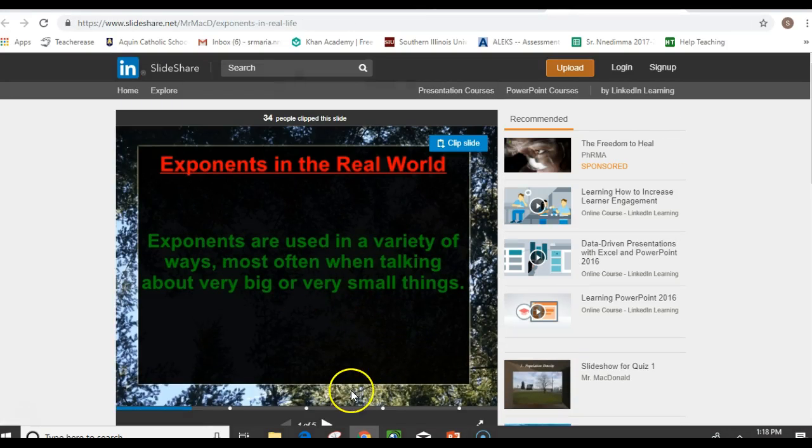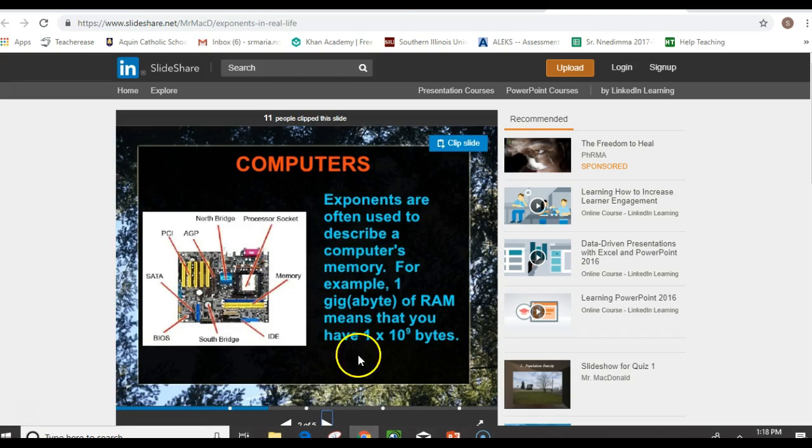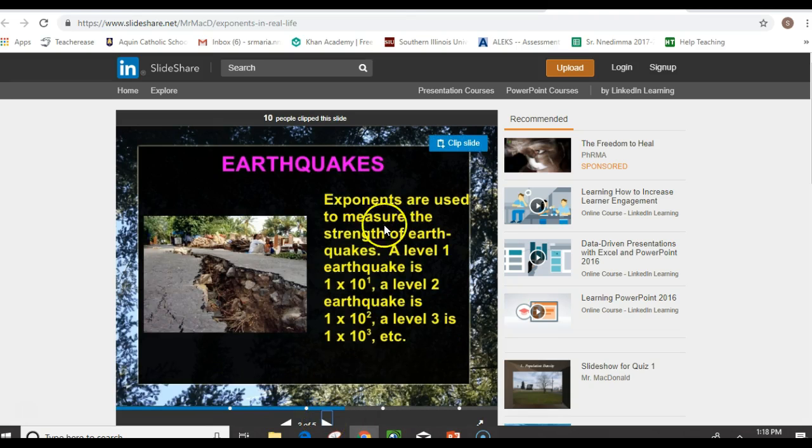And there are so many other ways we can use exponents in real life. For example, in computers, we can use exponents to describe the number of gigabytes or megabytes that the RAM is. In earthquakes, to describe the strength of the earthquake, it can be a very small number or a very large number, so we use exponents to do that as well.